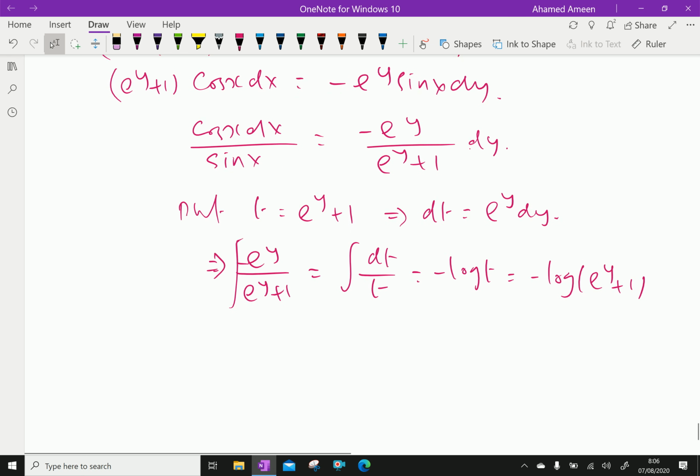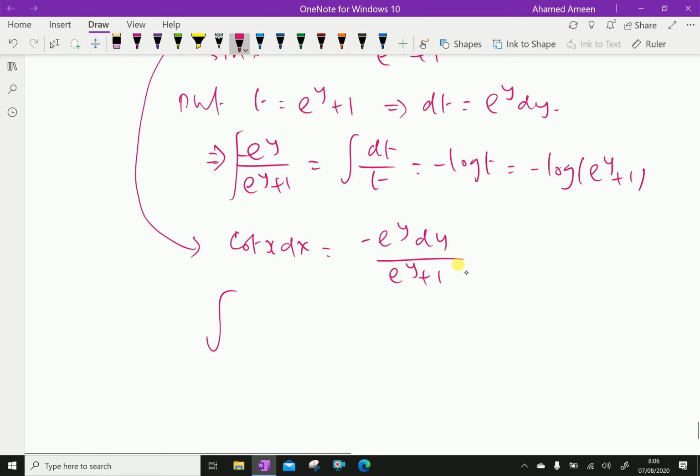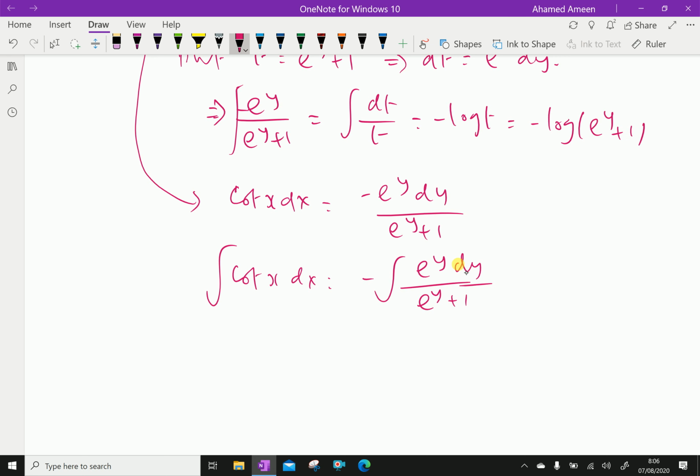Now here from this, cos x over sin x is cot x dx equal minus e power y dy by e power y plus 1, integrating both sides. Cot x dx equal minus integral e power y over e power y plus 1 dy. Integral of cot x is log sin x equal, here we have the integral of e power y dy over e power y plus 1 is minus log of e power y plus 1 plus constant c.